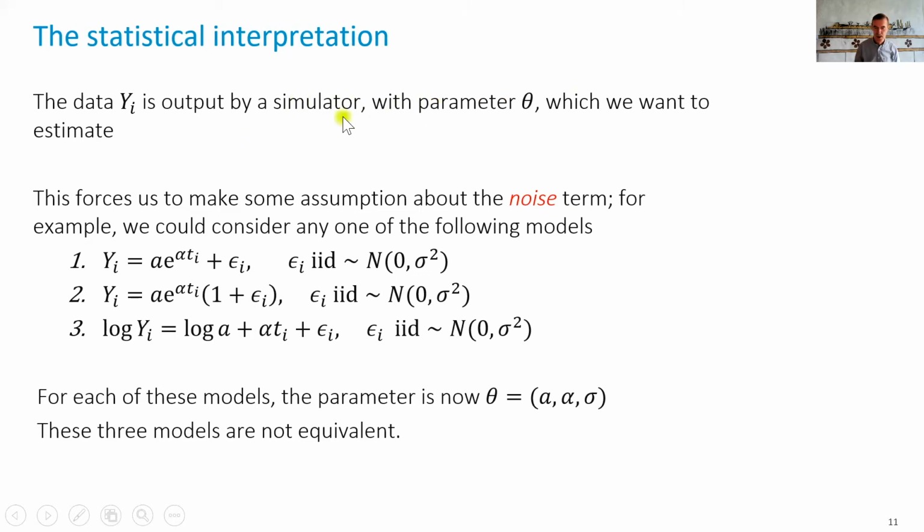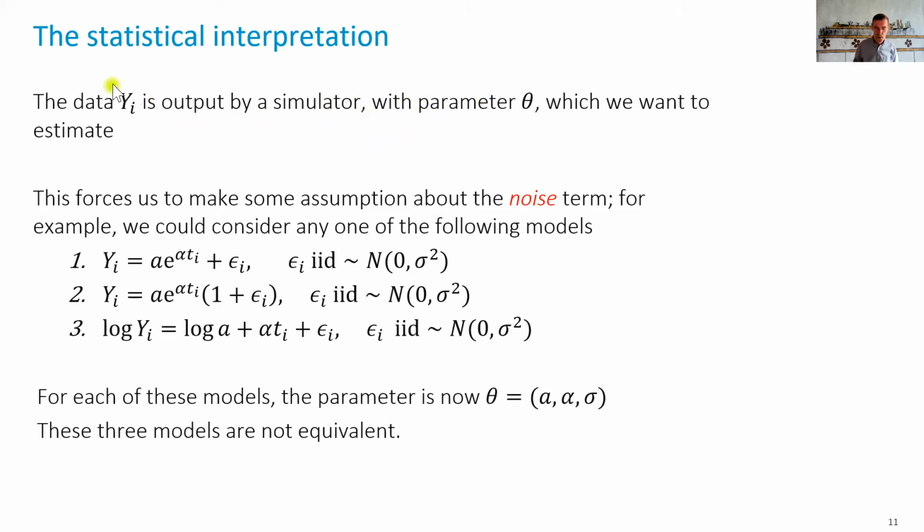So the simulator is some code, like you do in the labs, that has some parameters theta, and the data we have is only the output of the simulator. We don't know the theta, and we want to estimate it. But in order to estimate it, if we want to use statistical methods, we are forced to model the entire simulator, including the error terms.